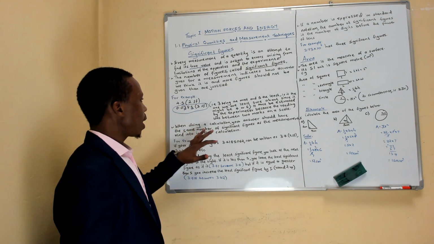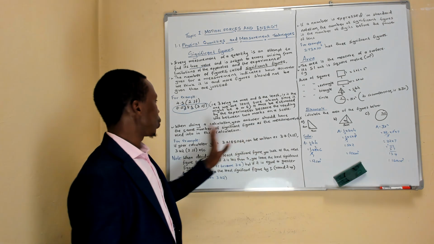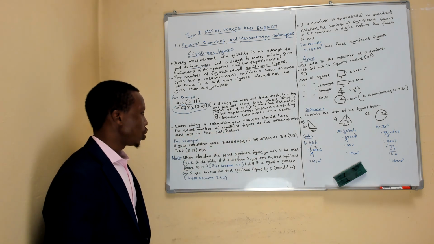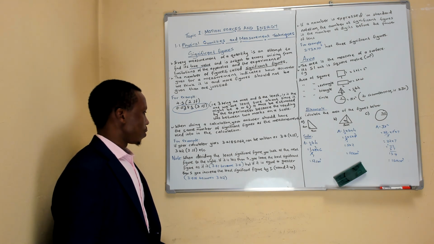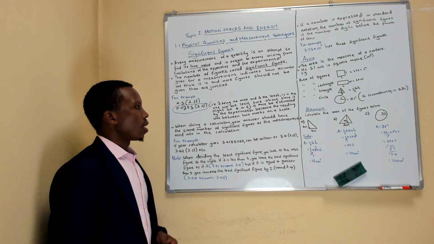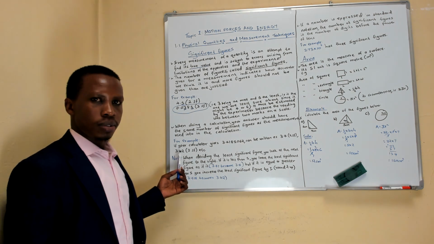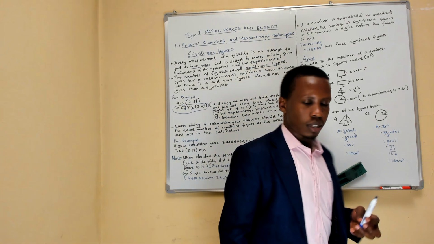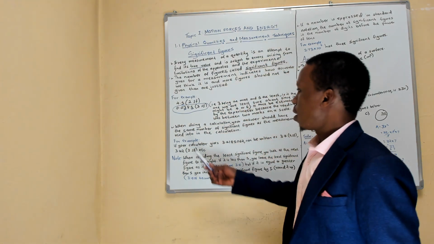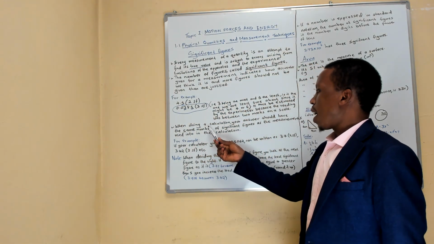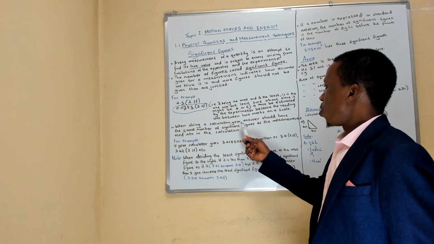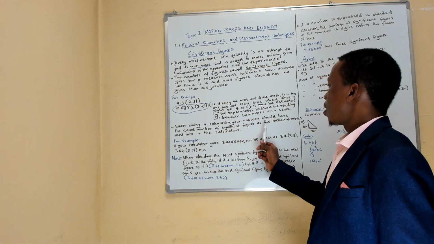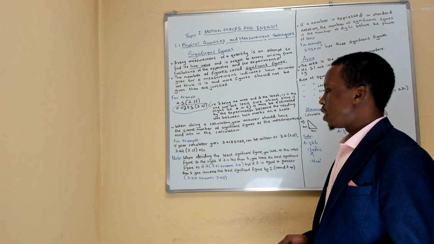Now, when doing a calculation, your answer should have the same number of significant figures as the measurements used in the calculation. For example, let me turn this way. When doing a calculation, your answer should have the same number of significant figures as the measurements used in the calculation.